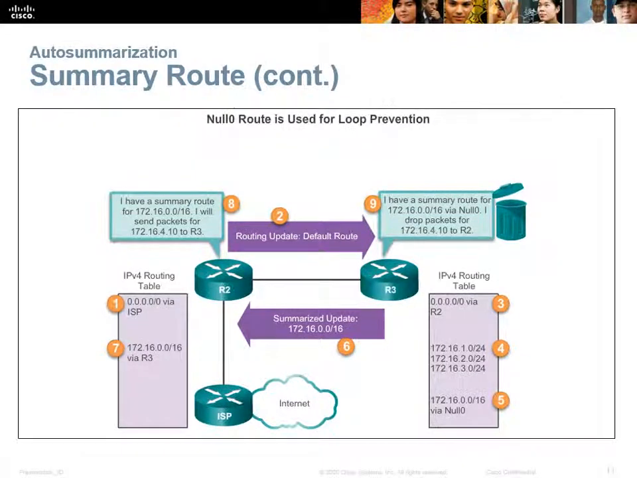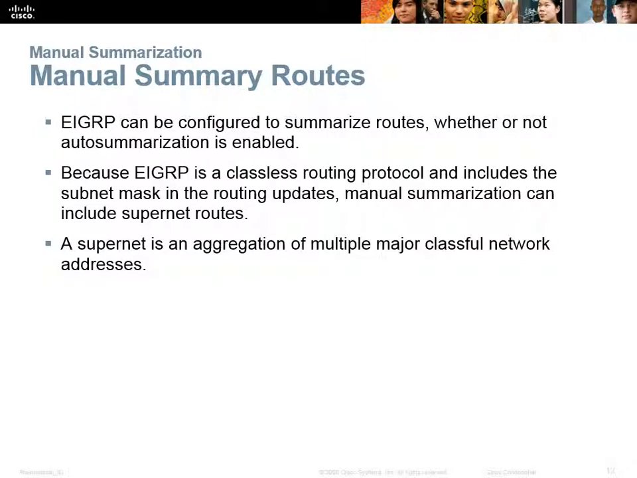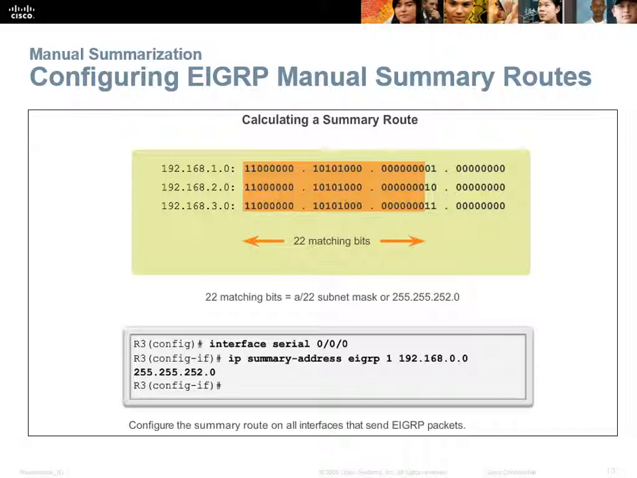All right, I'm not going to go through this little part. Manual summary. This is what we talk about with supernetting, taking an aggregation of multiple networks and putting them together. Instead of typing auto-summary and it doing it automatically, we're going to manually do it. How do you manually do it? All you have to do is on that interface, type ip summary-address eigrp, whatever the autonomous system number is, and then the network it's going to reside on with its mask. Isn't it a lot easier just to say auto-summary?